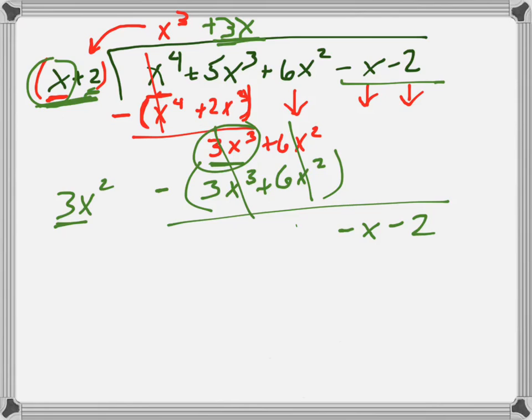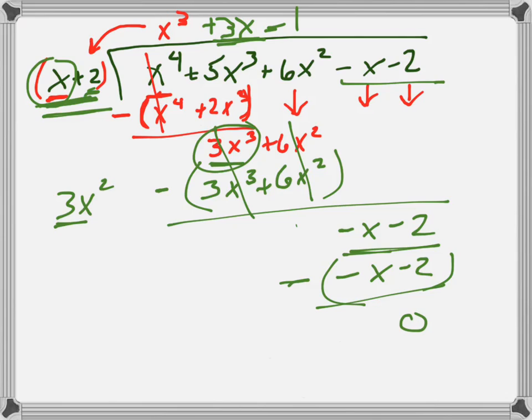And so then how many times does this go into this? Negative 1 times. Negative 1 times negative 1 is negative, and now when I subtract it, I get 0 left over.